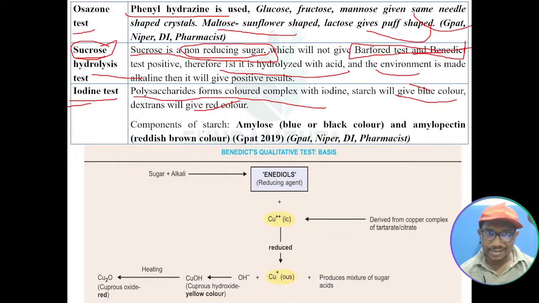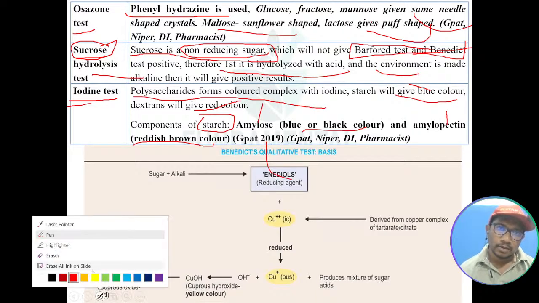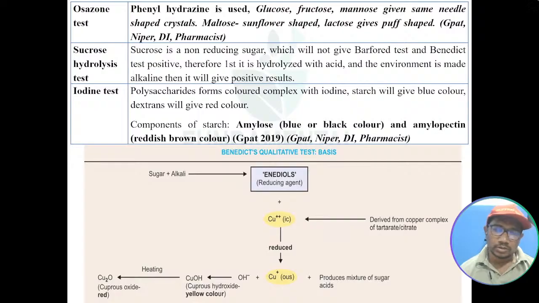Now starch is a polysaccharide composed of two compounds: amylose and amylopectin. Amylose with iodine will give you blue or black color. Amylopectin will give you reddish brown color. A question on this has come in GPAT 2019. Remember, starch is a polysaccharide of glucose. Starch has two components.